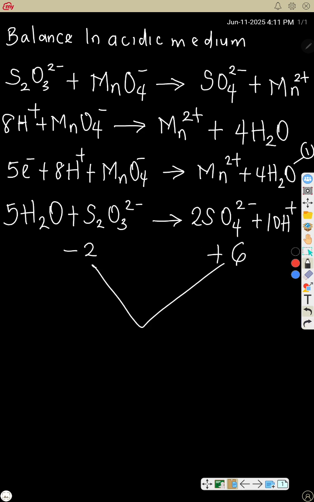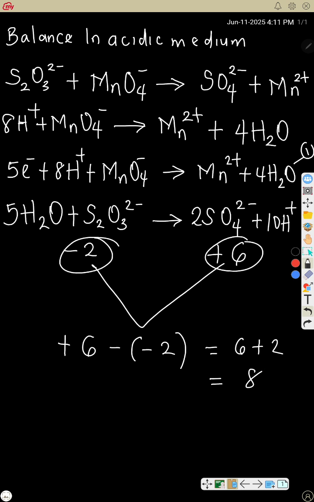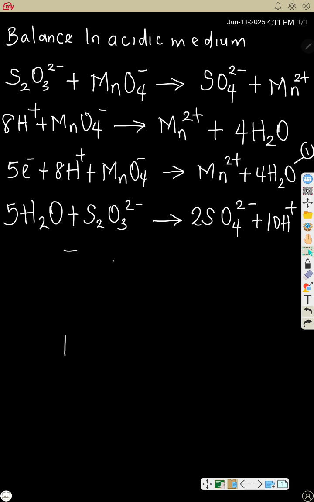Find the difference in the charge. So that will be +6, the bigger number, minus the smaller number -2. So that will be 6 plus 2, which is 8. So you see now, the difference in the total charge is 8. So I'm adding 8 electrons to the side with the highest charge. So this side has the highest charge.